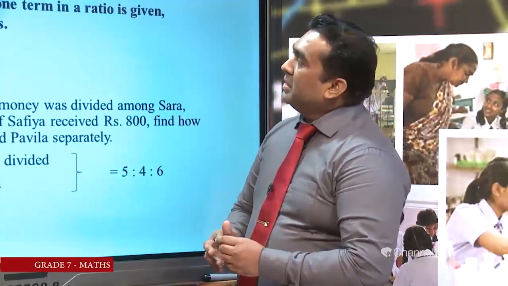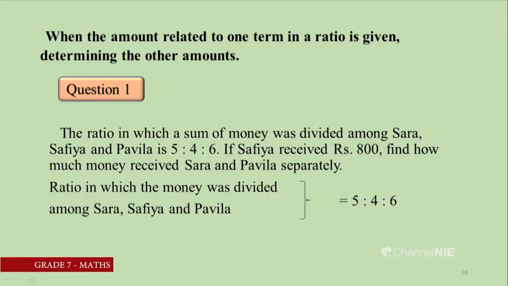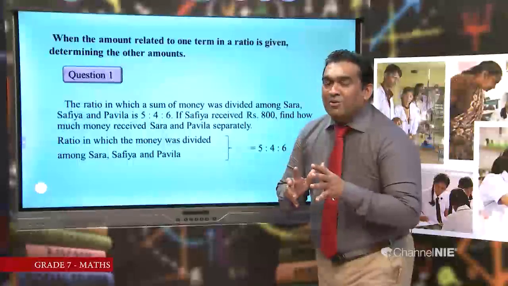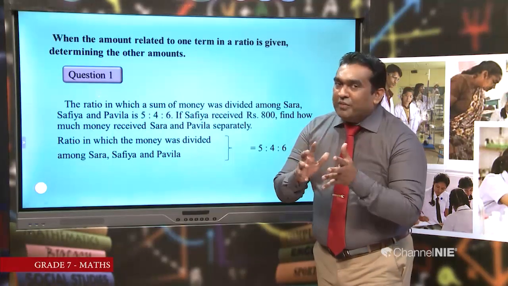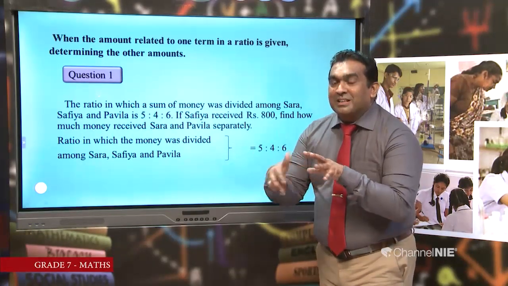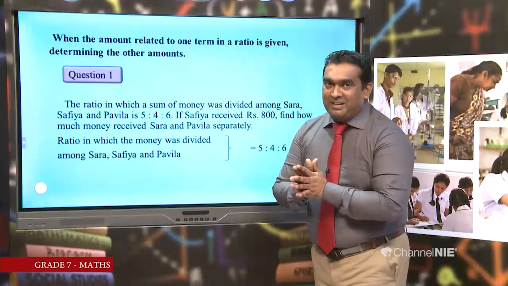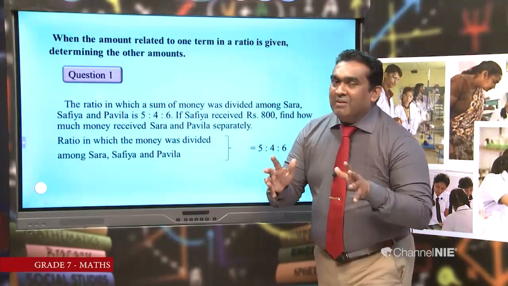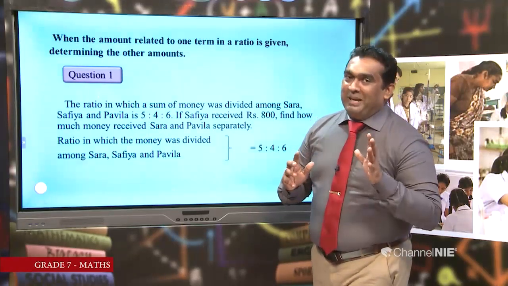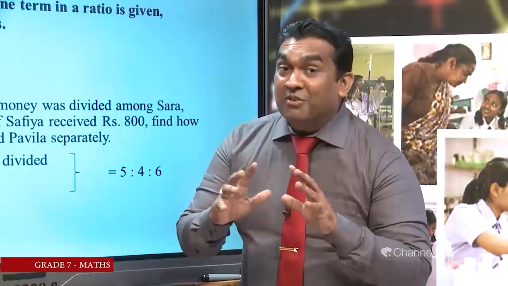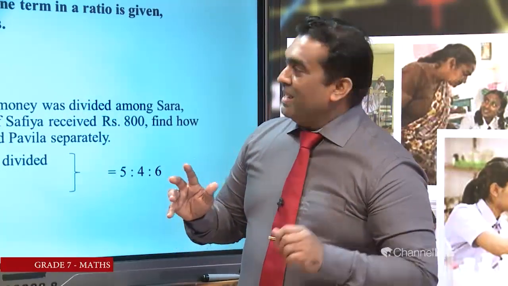When the amount related to one term in a ratio is given, determining the other amounts. In this case also, you have to follow to find out the value of a unit. Using the value of a unit, you can find out the other quantities. The concept is the same but with different applications. That is the nature of maths. Same concept, different applications. Right?